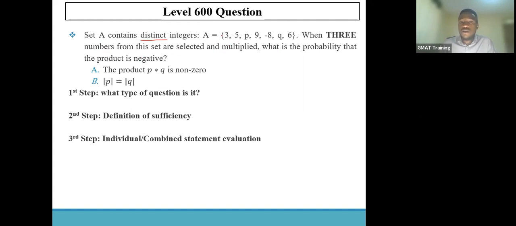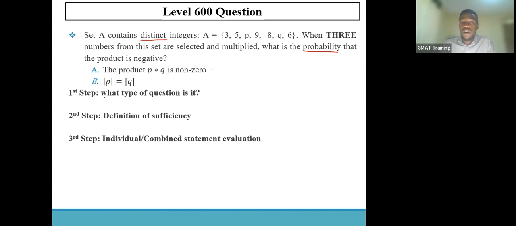So if we were to come into this set and select 3 numbers, and remember that these 3 numbers are distinct, and perform a multiplication, then what is the probability that that multiplication is going to yield a negative product? Since we are asked for the probability, this is one of the key points that we need to note from this question stem before going ahead to analyze the statements.